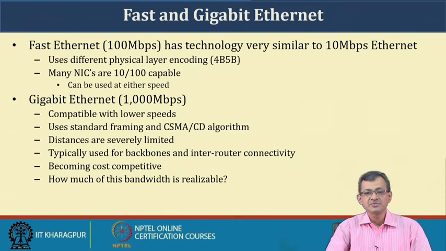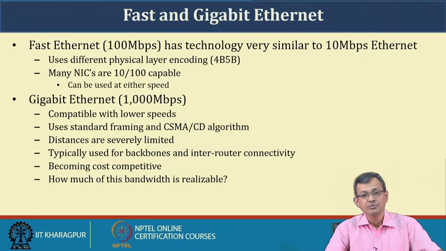The other thing is the gigabit Ethernet, which is compatible with lower speeds and uses standard framing and CSMA/CD algorithms. Distances are severely limited, and it is typically used in the backbone and inter-router connectivity. It is a high-speed technology for the backbone and inter-router connectivity, and it is becoming cost competitive, as the cost is slowly coming down and it is becoming more viable. Finally, it needs to be evaluated how much effective bandwidth is realizable.